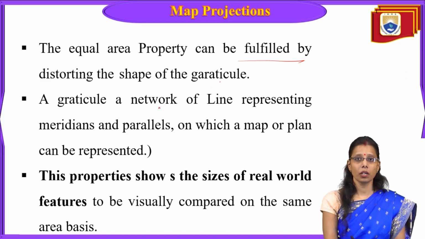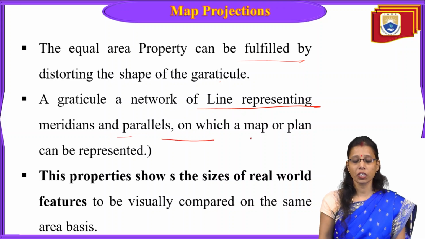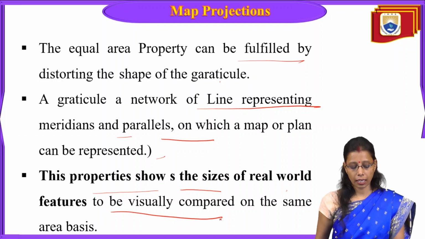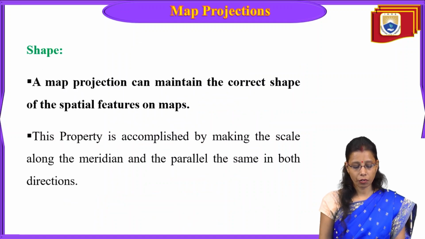So graticule: a network of lines representing meridians and parallels on which a map or a plan can be represented. This property shows the sizes of the real world features to be visually compared on the same area basis. Now next, if we talk about shape, a map projection can maintain the correct shape of the spatial features on maps.